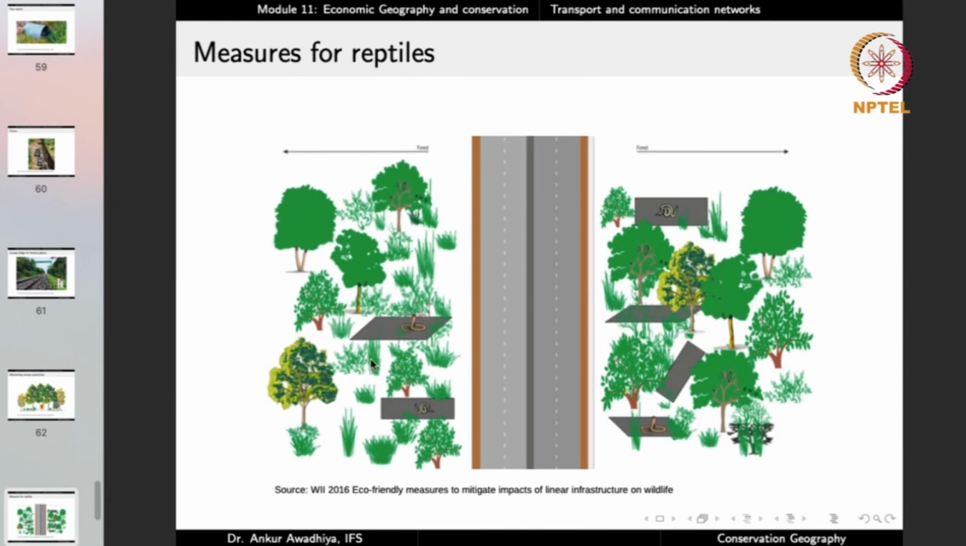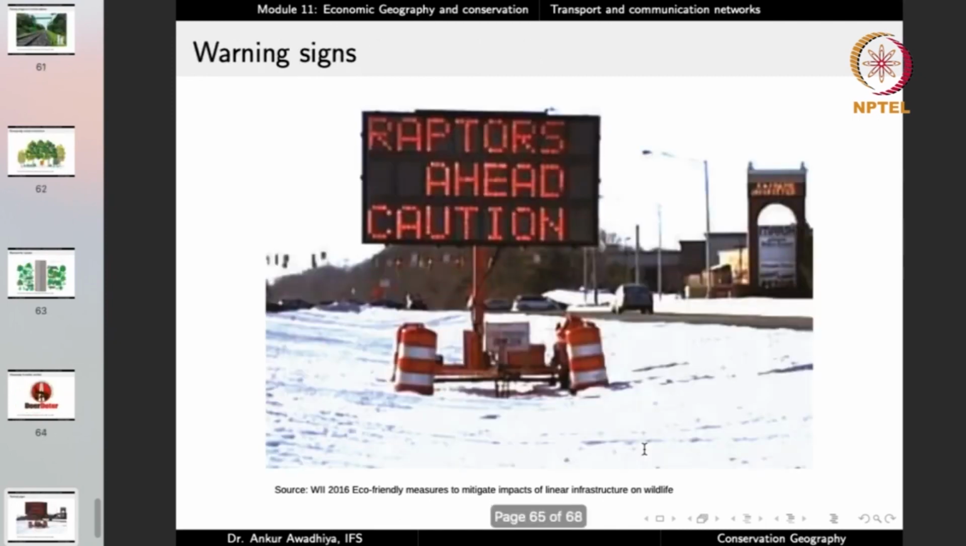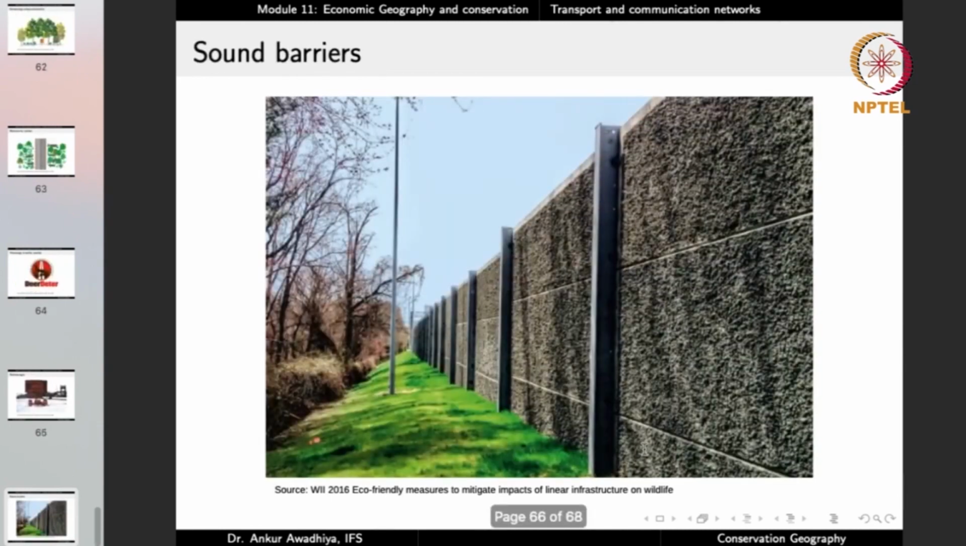Measures for reptiles. Because reptiles are cold-blooded animals and they need to warm their bodies up, so they typically come on top of the roads. So if you have an area that is rich in reptiles, construct fences on both sides of the road and paint a few rocks black in color so that they provide the animals with suitable areas for basking. If you do that, you will ensure that these animals will not come on top of the road. Use technology to detect animals. Use technologies to warn people that there are animals that are crossing the road. That is good for the animals and that is good for wildlife as well.